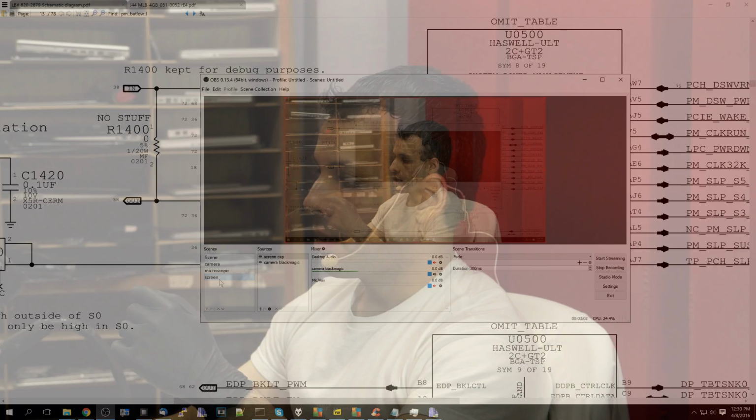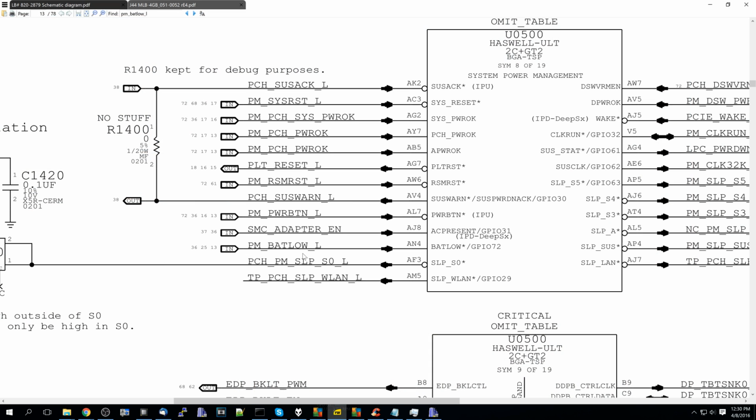Now we could find a couple of other examples of that signal. So let's say PM power button low. That means that when that signal is low, it thinks that you're pressing the power button. Another one, let's say platform reset L, right? Platform reset L. So let's say that you have a desktop computer. When you hit the reset button, you're asserting the reset signal.